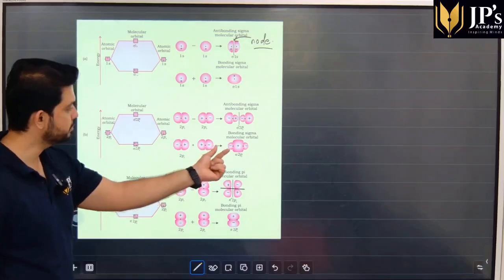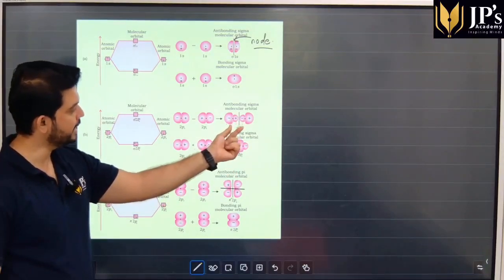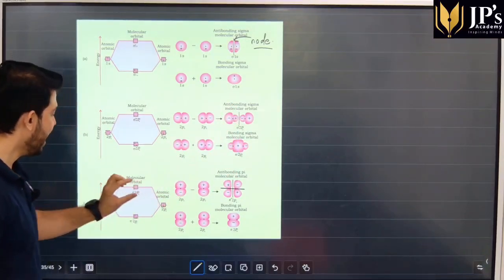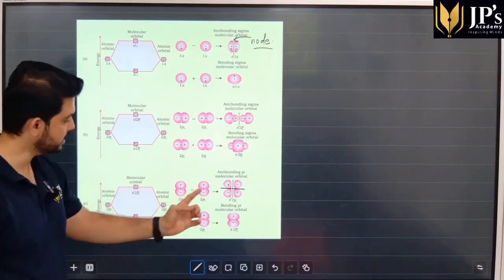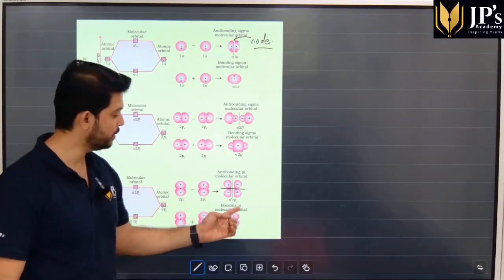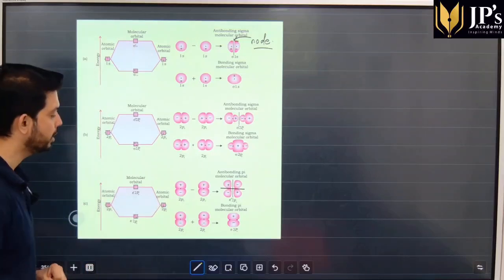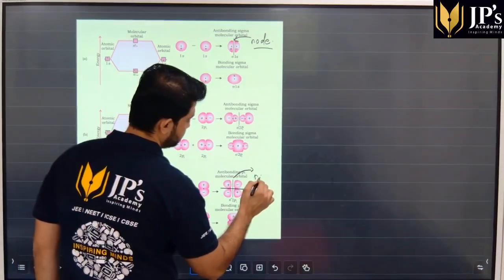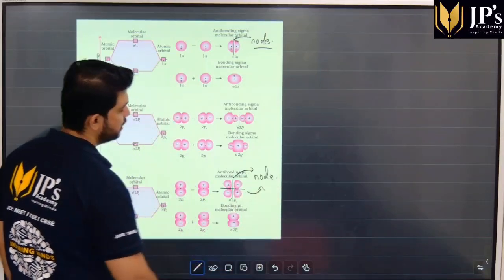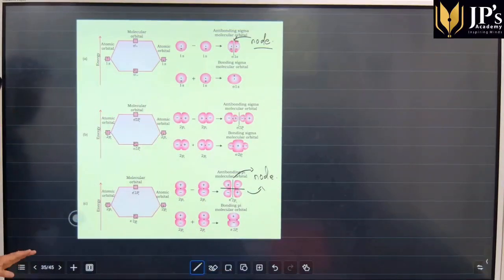Similarly, 2p orbitals, students, form a bonding molecular orbital and an anti-bonding orbital with a node. And the p orbital can also overlap sidewise to form pi bonding and anti-bonding molecular orbitals. And here, students, there are two nodes. All these diagrams are very, very important.